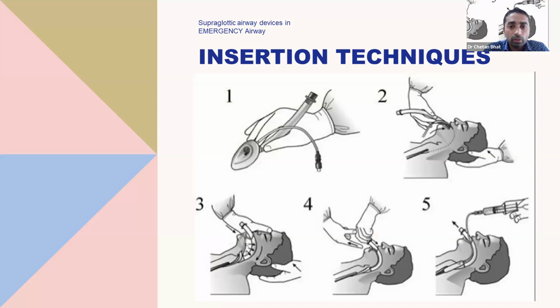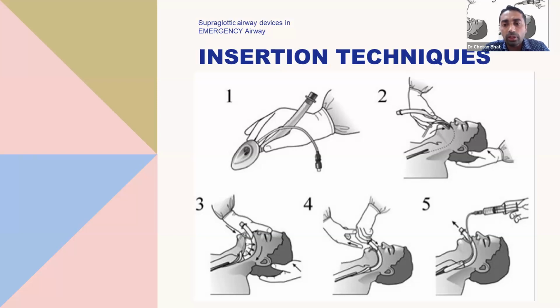So the technique includes, I'll be showing video in the coming slides, is to hold it like a pen. The posterior cuff is facing the nose and the cuff is towards the front, facing the face of the patient. So we are holding it like a pen with the thumb and index, pressing, opening the mouth and a little bit of extension if the neck permits.